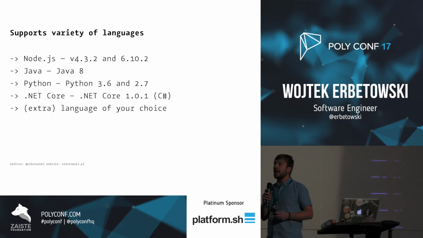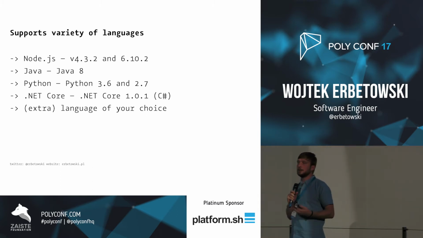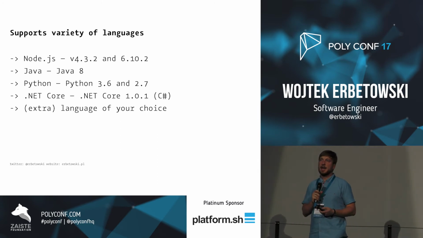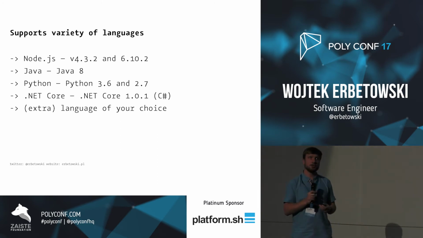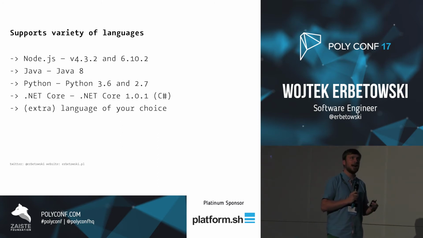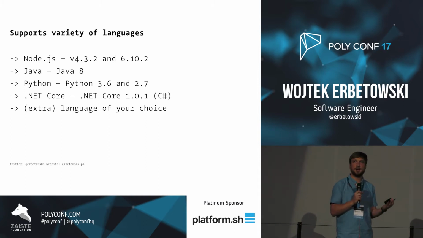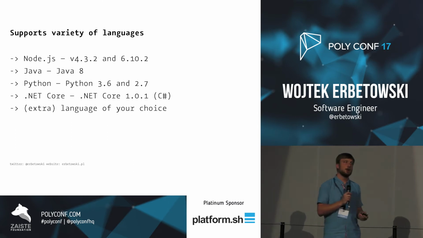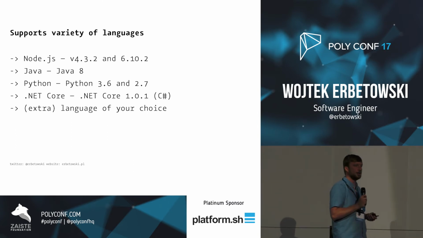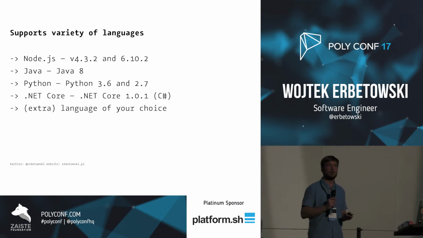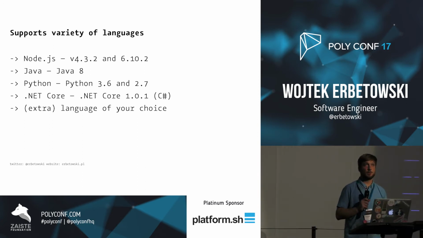And .NET. But in the end, if you feel like running something else and you want to add your own language, what you have to do is, while bundling the application, you can just add any binary file. So as soon as it runs on a regular EC2 instance, it will run inside of Lambda. So you can add languages as well.